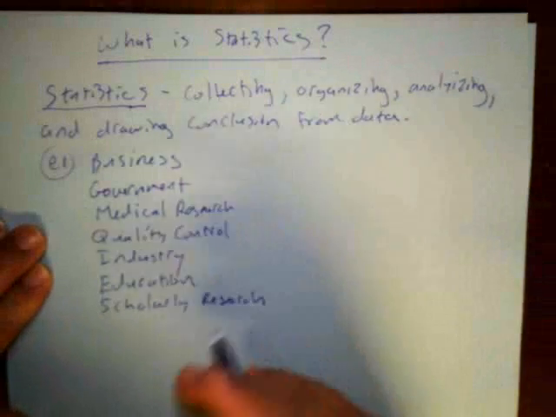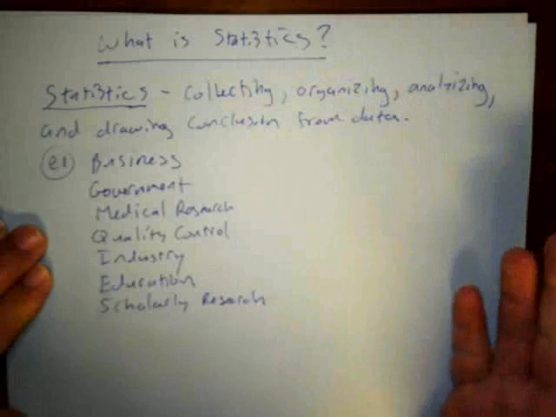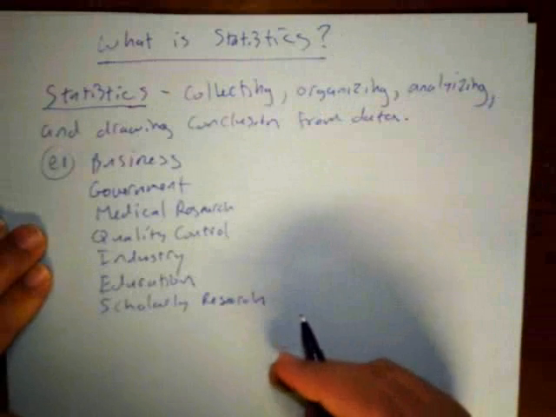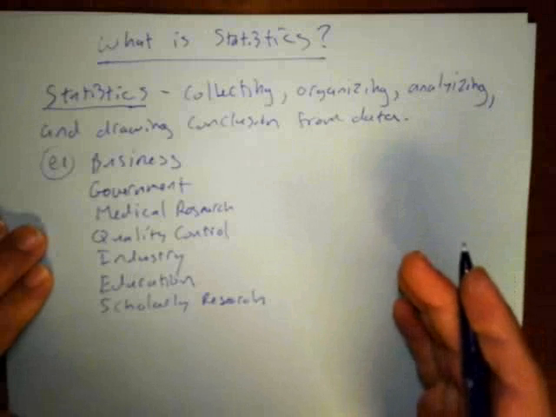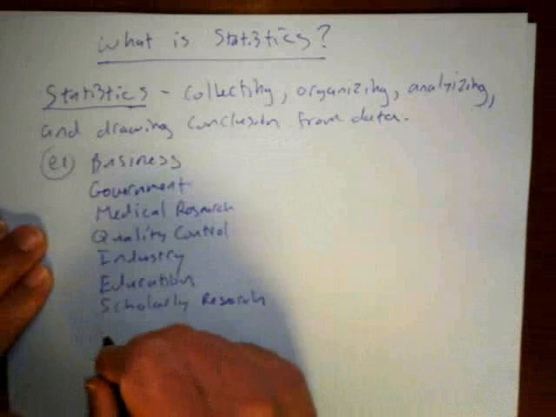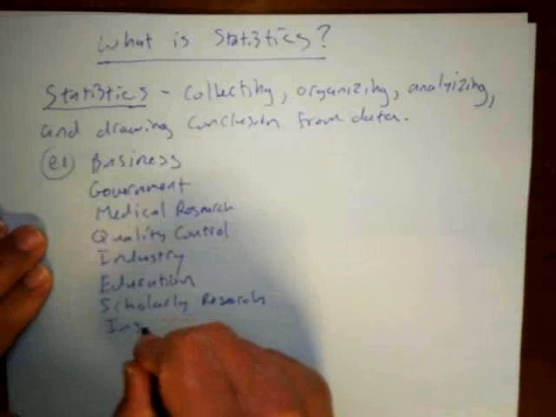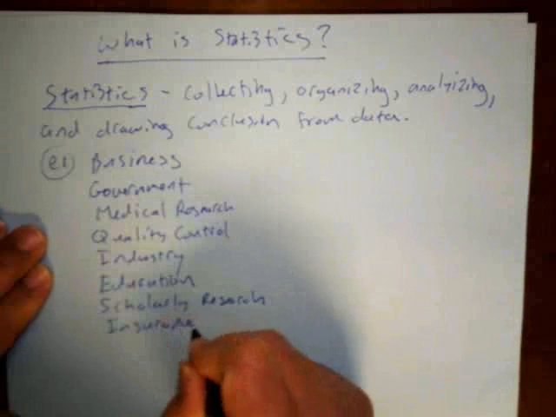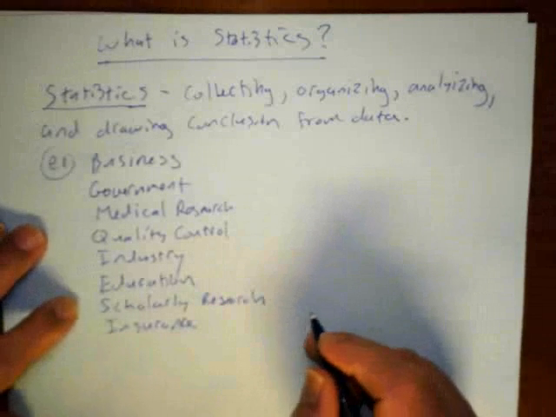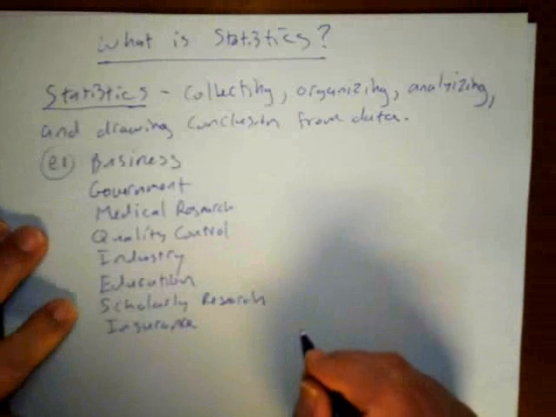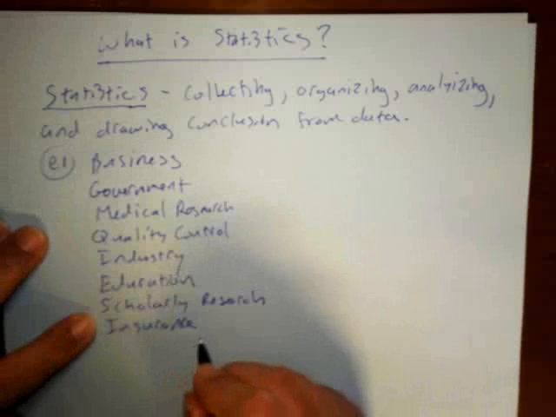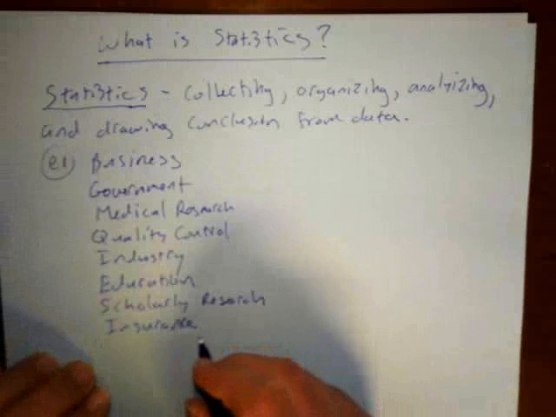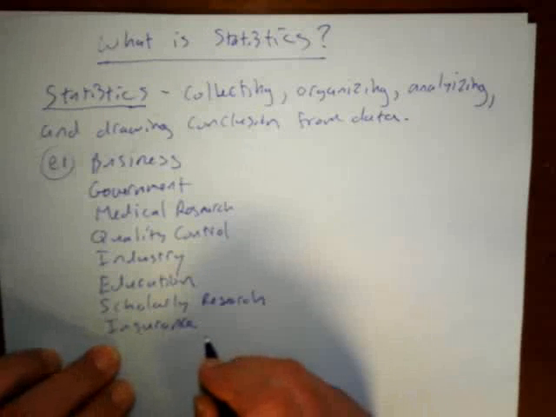All these studies that people do in psychology, sociology, these sorts of things. And then I'll do one last one, insurance. So for an insurance company, the people that collect data and help the insurance companies decide what rate they should charge for the insurance, they're called actuarials, and they actually make a lot of money.